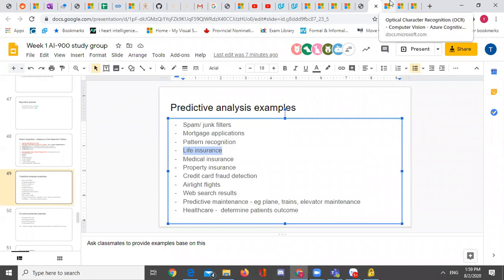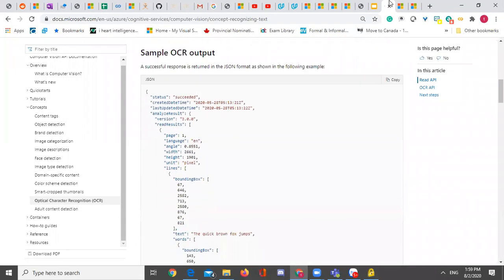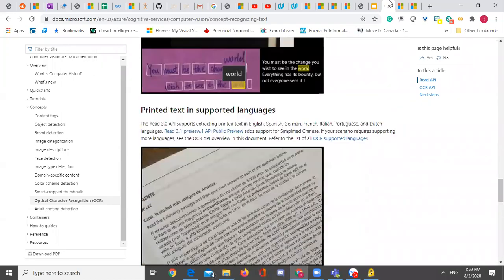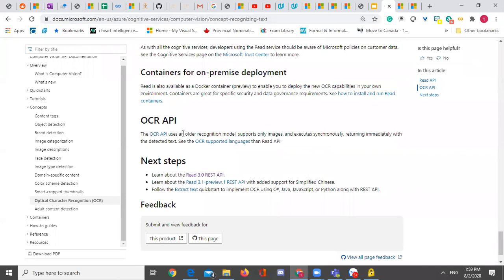Okay, Jane, I have a question. In the OCR section, there is written Read API. So is OCR the service, or is Read API the service? Good question. So I'll show you this. One is the later and one is the older version. The OCR API is the older recognition model. So the new name now is the Read API.